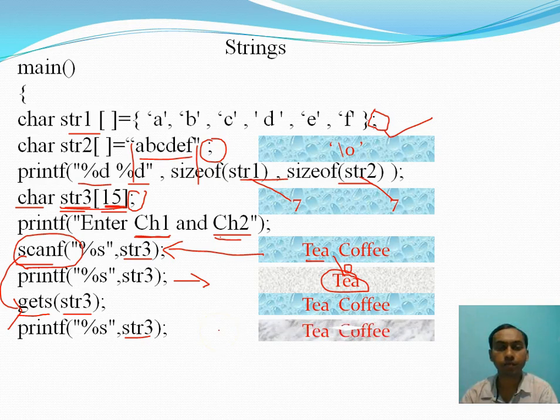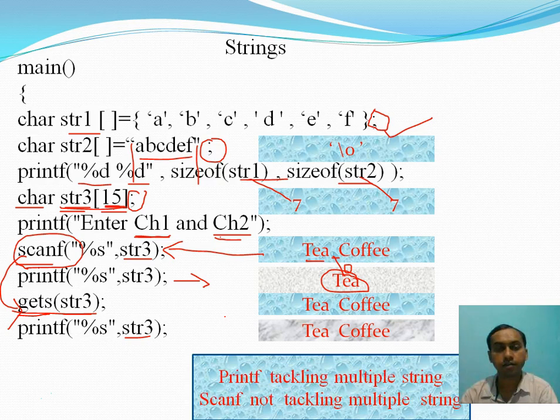So what we learn here is, for taking input from the keyboard, from the user, if you have strings with spaces, then don't use scanf, use gets. At the time of printing, no problem, you can use printf. It will print the string with spaces also. Optionally you can also use another function, puts(str3). Both are correct.